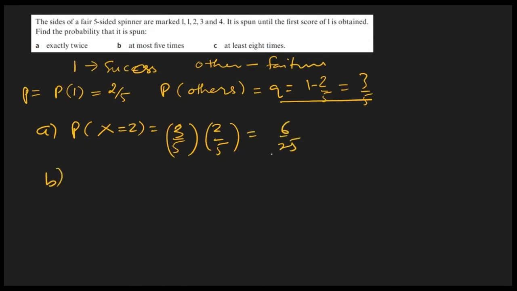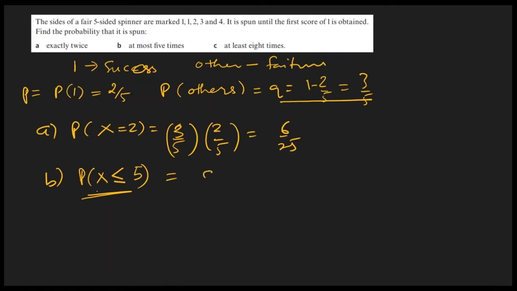B part, at most 5 times. That means we get success at 5 times and below. That means we can write x is less than or equal to 5. That means you are not failing all 5 times. When x is less than or equal to 5, you're not failing in those 5 times. You're getting success somewhere in attempt 1, 2, 3, 4, or 5.